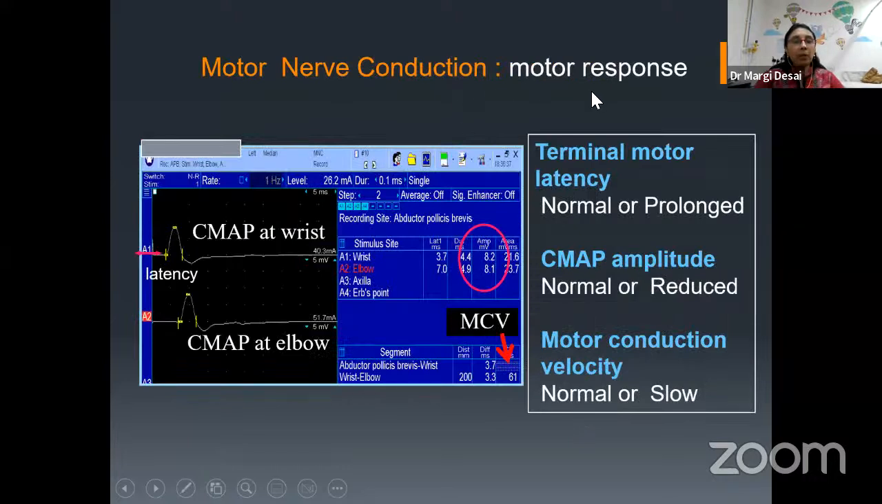So then we record a motor response. Now, what is a motor response? This is what you see, a compound muscle action potential. This is summation of the action potential of all the motor axons within the nerve.